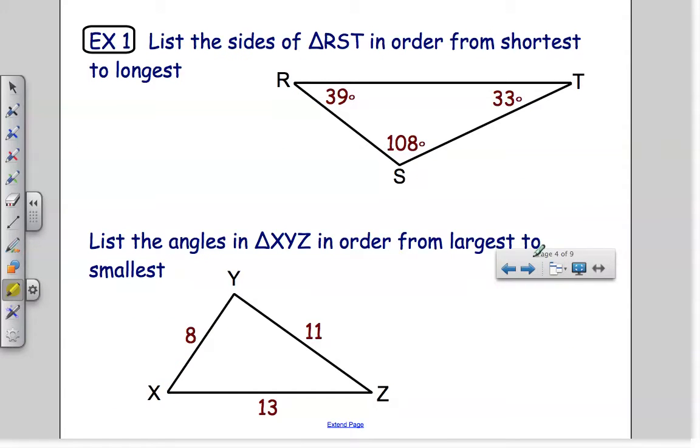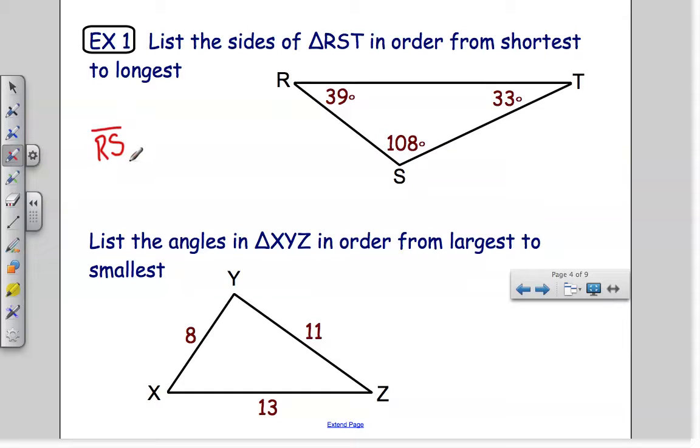Let's use those to do some examples here. So in an example where we have the angles in a triangle, I should be able to list the sides in order, in this case from shortest to longest. List the sides of this triangle in order from shortest to longest. Now I know the shortest side should be opposite from the smallest angle. I notice the smallest angle measure is angle T. I look at the side opposite from it, so I know that side RS would be the shortest side.